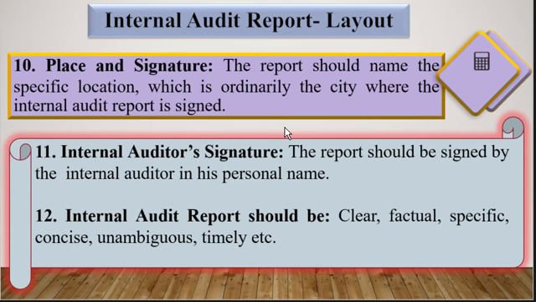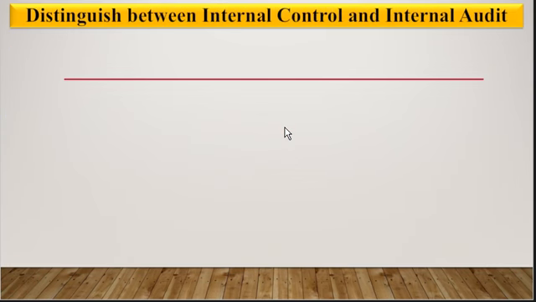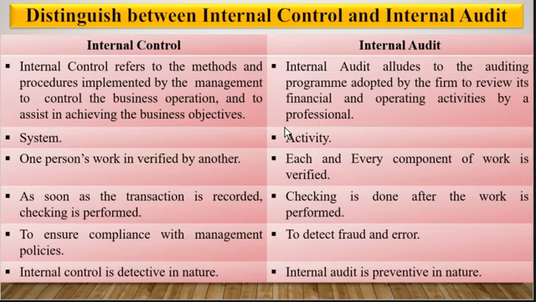Now, let us see the differences between internal audit and internal control. So, the first difference is: internal control refers to the methods and procedures implemented by the management to control the business operation and to assist in achieving the business objectives. On the other side, internal audit alludes to the auditing program adopted by the firm to review its financial and operating activities by a professional.